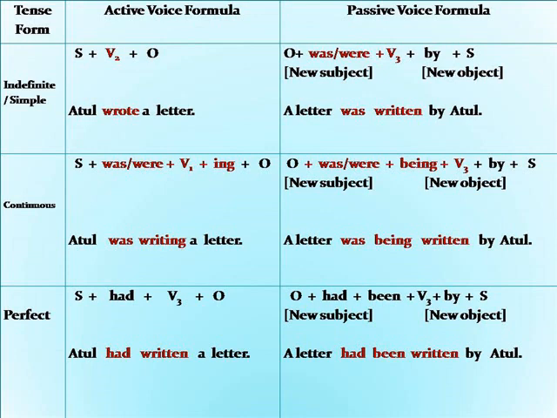Then in past perfect tense, subject plus had plus verb 3 plus object, and in passive voice it will be object plus had plus been plus verb 3 plus by plus subject. Atul had written a letter becomes a letter had been written by Atul.